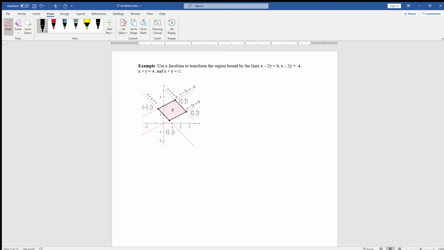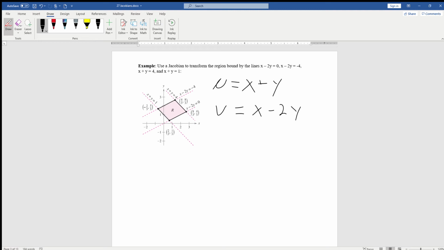So let's take x and y and use a transformation. I'm going to define u as x plus y. I'm going to define v as x minus 2y. And now we basically have a system of equations. We can solve for x and solve for y, and then we can try to get a transformation.